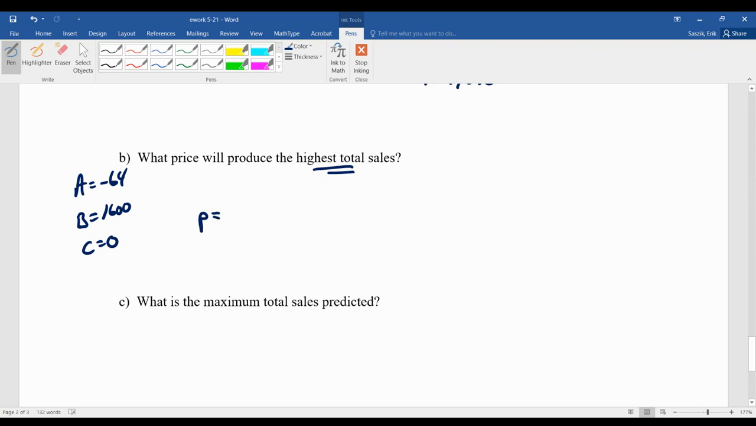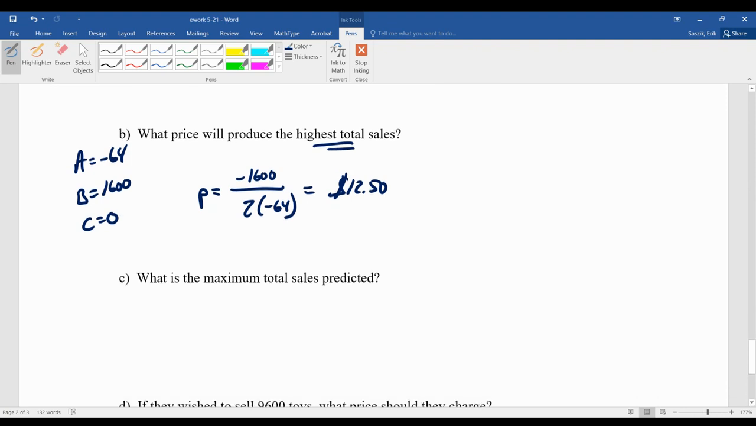So our X, in this case P, is going to be opposite B over 2 times A. And that comes out, again, using your calculator is handy, to $12.50. Now remember, that's the X value, that's the price of the vertex, and that's the answer for question B. We want to charge $12.50 per item. Remember, that's just part of the vertex though. What does that give us?